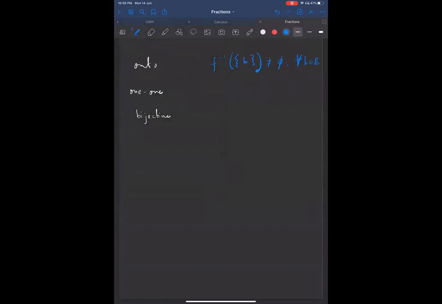Sure. I think someone else was saying something. For onto, f equal to B? f of the set A equal to the set B. That is again a very good way to say this. Okay, let me erase my own notes. So for onto, we just need this.